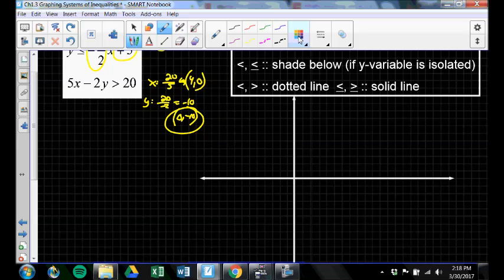So we'll go 2, 4, 6, 8, 10. With this grid, every box represents 1. I'm just labeling every other one to give myself some space.